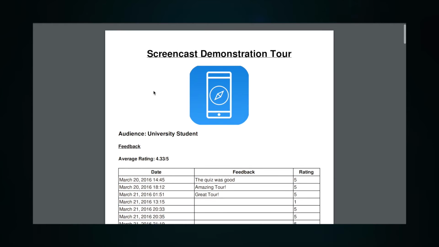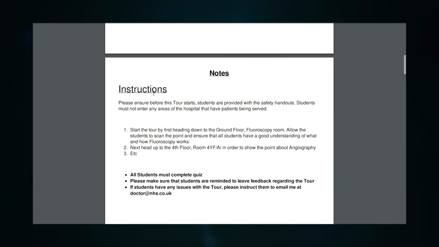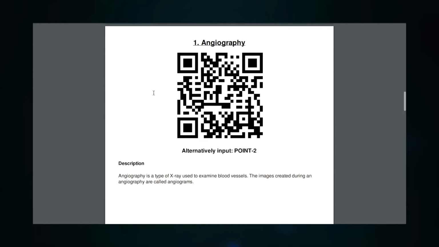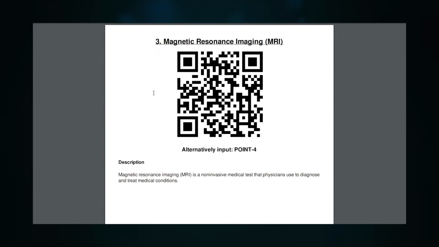A table with a list of all available tour sessions is also shown, and also includes any notes for that tour. All markup is shown, such as bold, italic, bullet points, etc. It offers a full list of points within a tour. It also shows every point's QR code.